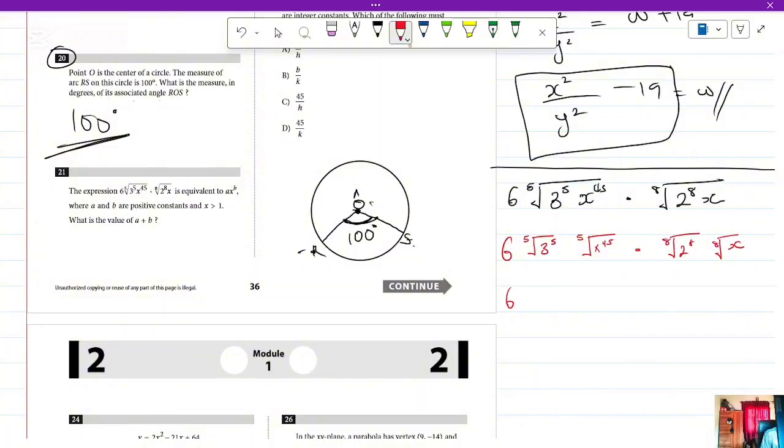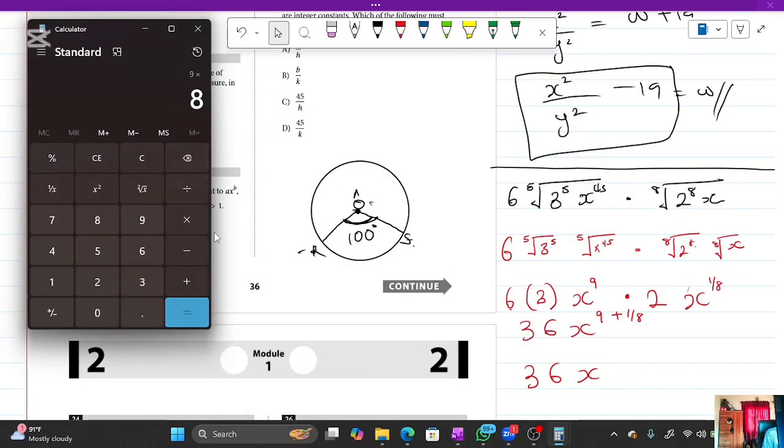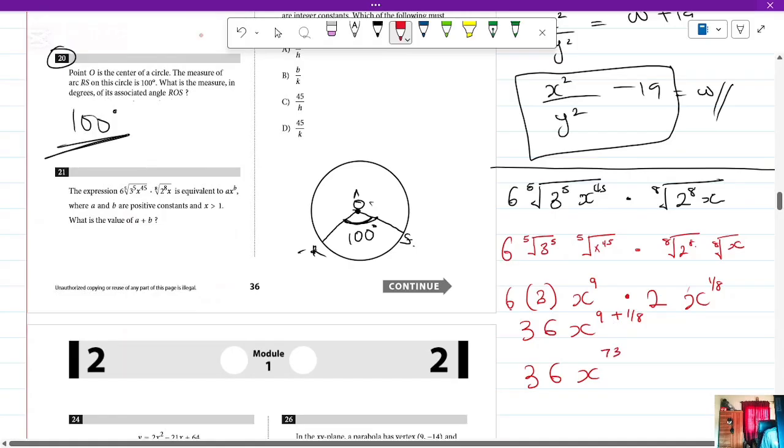Now this is going to be 6 in bracket of 3 x to the power of 9 multiplied by 2, because this will cancel, then we have x to the 1 over 8. Now if you move everything together, 6 times 3 is 18, times 2 will give you 36 x to the power 9 plus 1 over 8. So you have 36 x. Now we want to look at the fraction of this one. That's 72, that's 73 over 8.